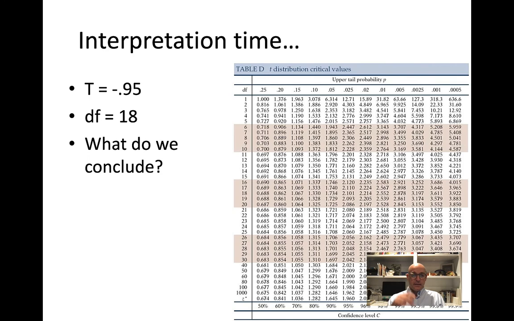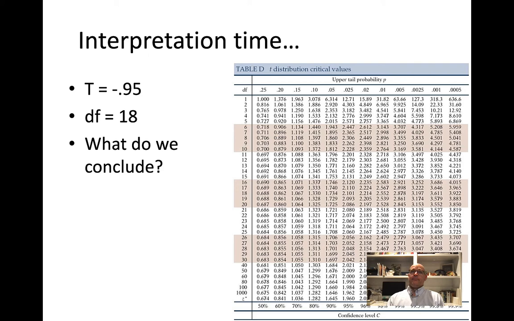Okay. Now what do we do? We look up the degrees of freedom, 18 right here. Now we try to figure out whether or not our t-score was big enough, or what the probability of the null hypothesis being true is based on our t-score. So we go from 18 over here, it falls in between this number and this number, and we go back up here. The probability of the null hypothesis being true is between 0.20 and 0.15. So it's less than 0.20, but more than 0.15.